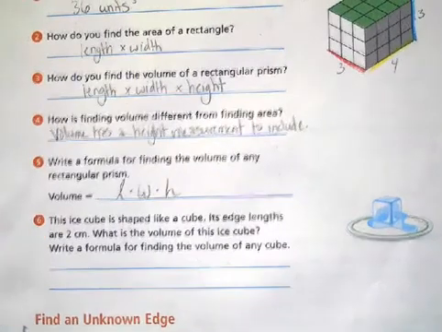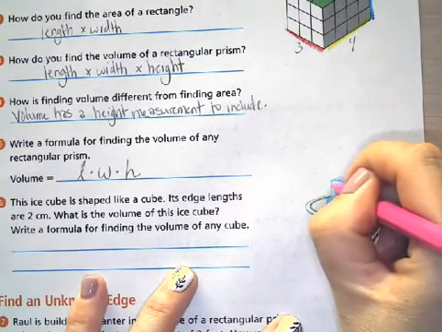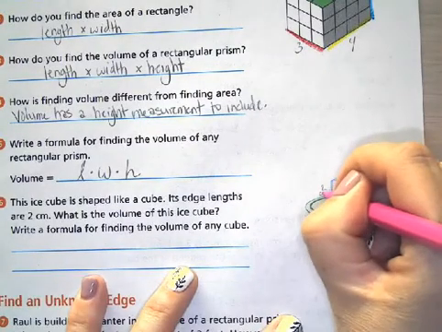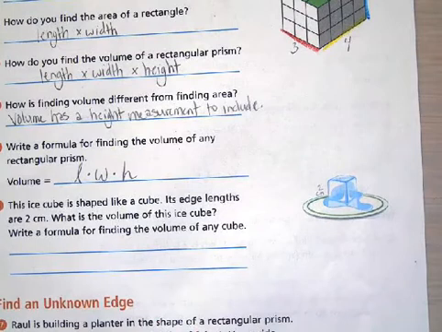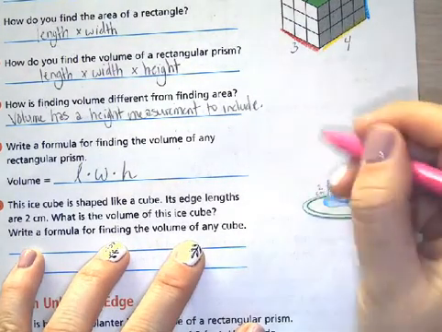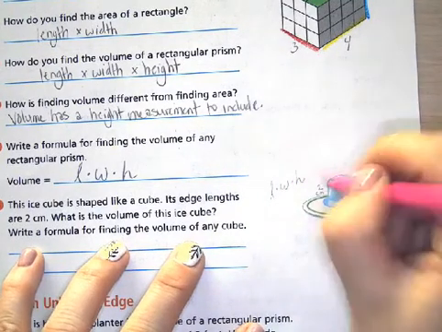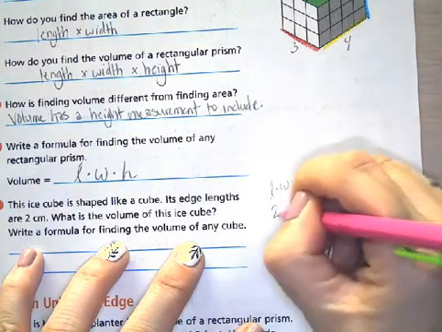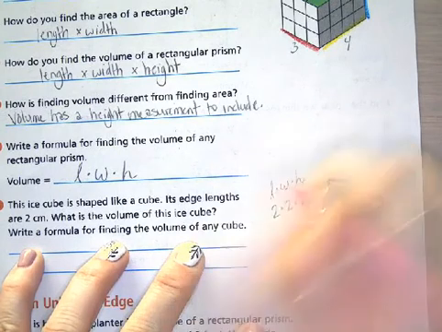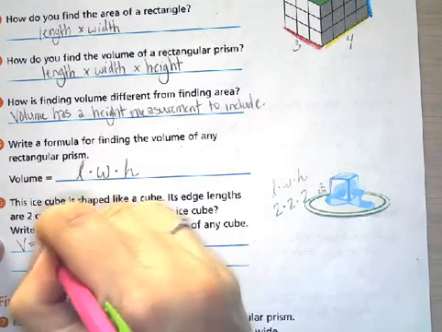Okay, number 6. This ice cube is shaped like a cube. Its edge lengths are 2 centimeters. What is the volume of this ice cube? So it's saying that one of these edges is 2 centimeters. That means they all are, right? How do you find the volume of a cube? Well, it would still be length times width times height. But because a cube has the same measurement, 2 times 2 times 2. So one formula could be still.